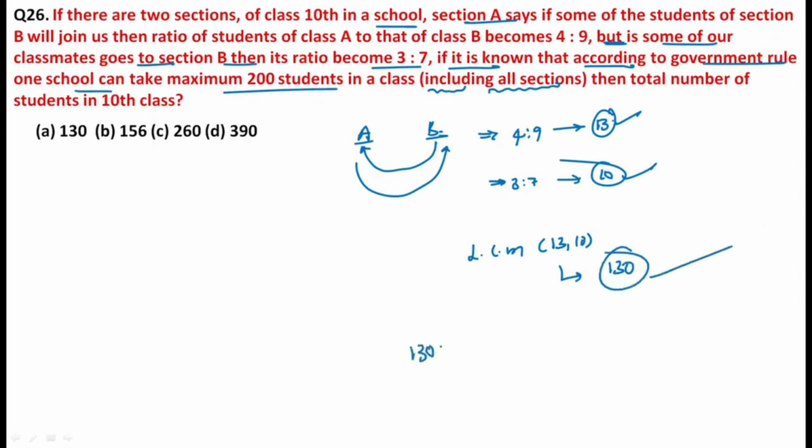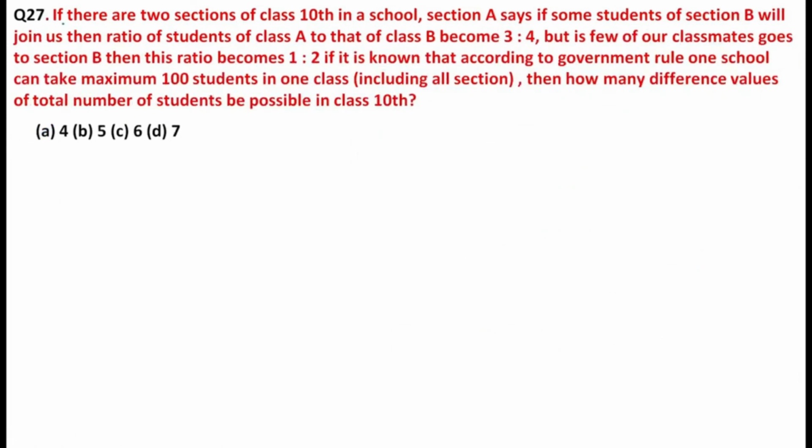You can consider the answer maybe 130, maybe 260, maybe 390. So these are all possible values for the total of section A and section B students. But in the question, there is clear information. The government said that the maximum number of students is 200, which means now you can consider only one option, that's 130.